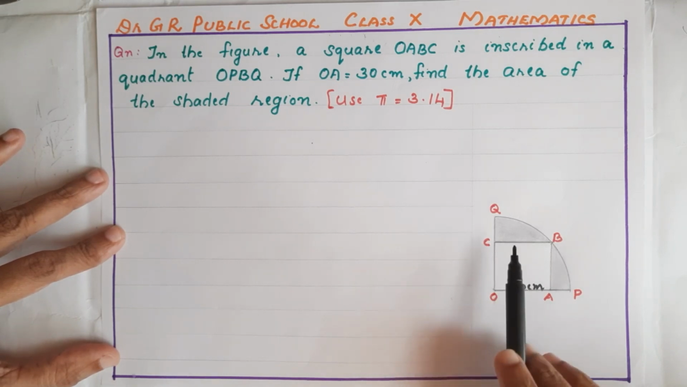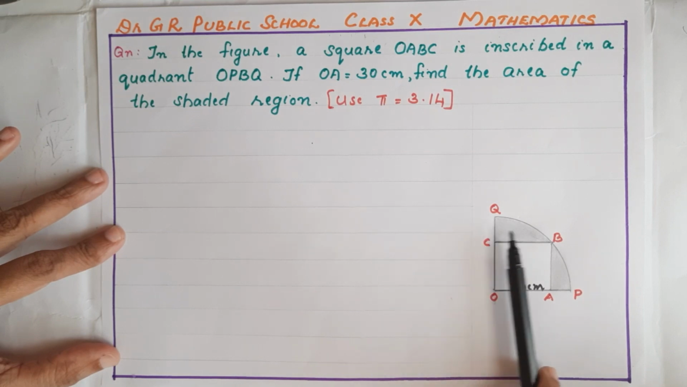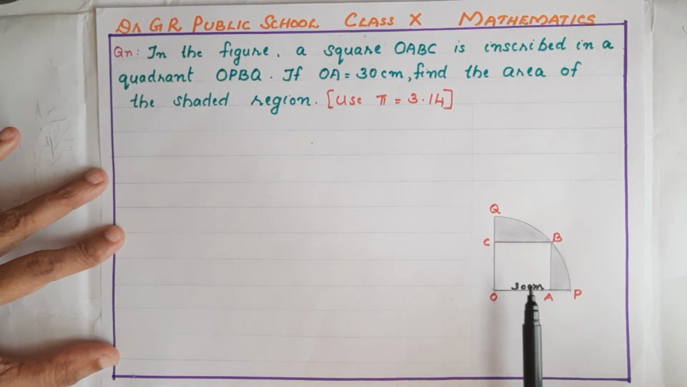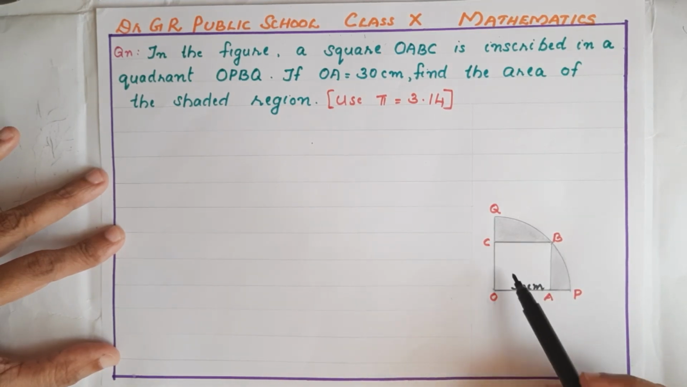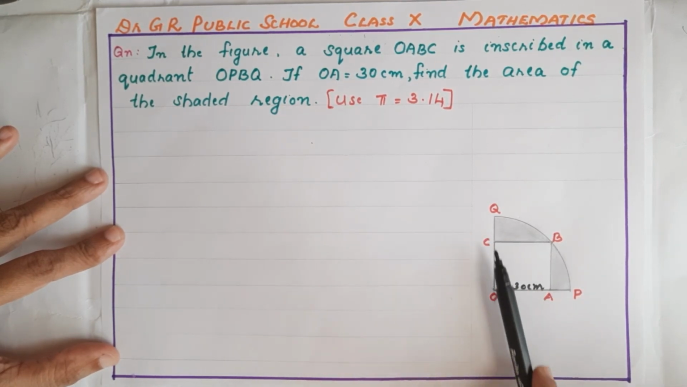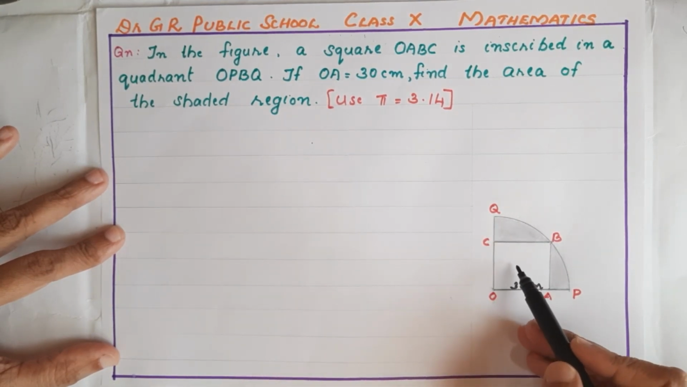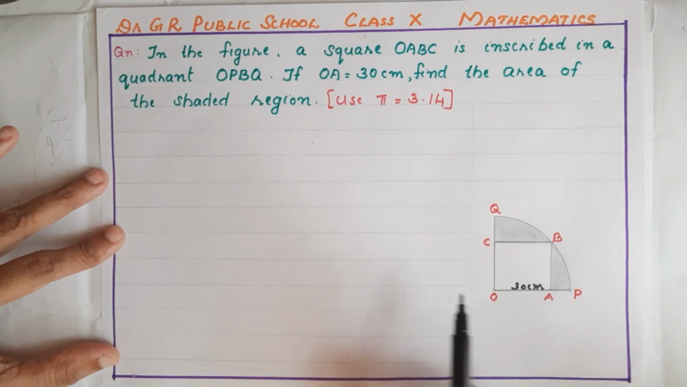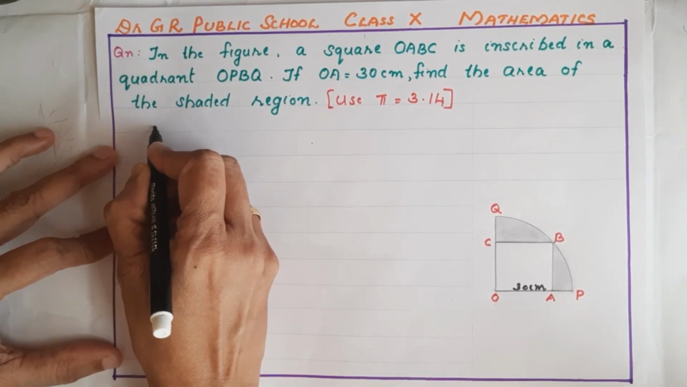So it is an easy question to find out the area of the shaded region. It is very clear. Area of shaded region is area of quadrant minus area of this inside square. Isn't it? So area of the shaded region is completely inside this quadrant. From this area of quadrant, we have to remove the area of this square to get the area of shaded region. Okay, children.